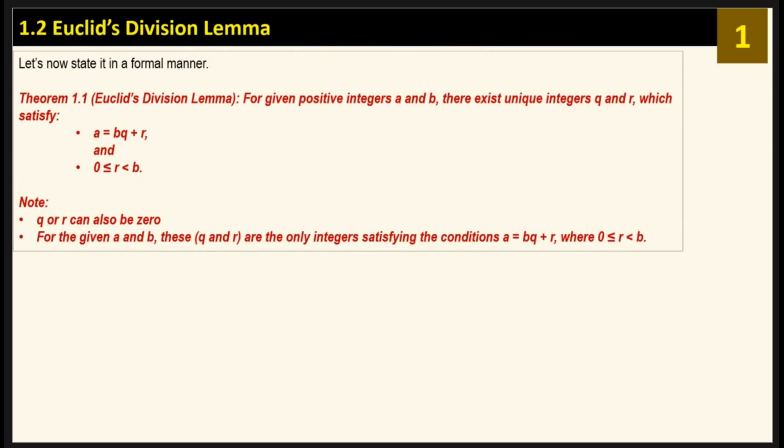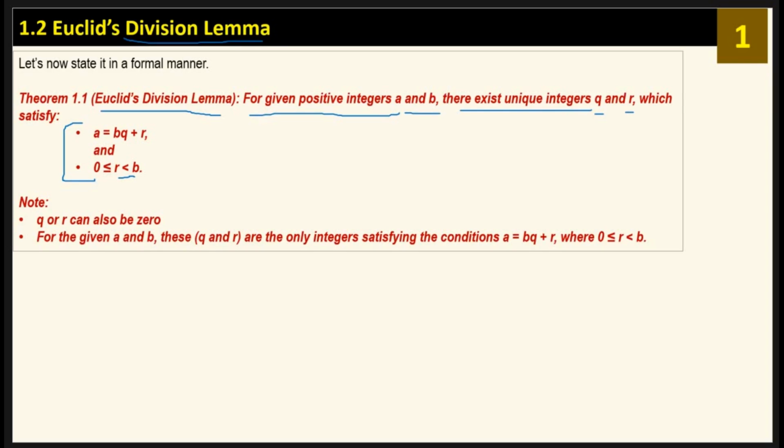Now let's state this Euclid's division lemma in a more formal manner in the form of Theorem 1.1 of the textbook, which states that Euclid's division lemma is: for given positive integers a and b, there exist unique integers q and r which satisfy these two conditions, which are a is equal to b times q plus r, the remainder, and r is between 0 and b, and r can be 0, that is, 0 is less than or equal to r and r is less than b.